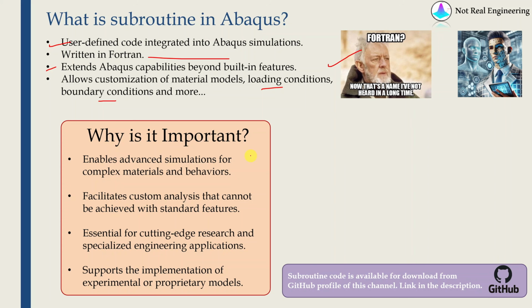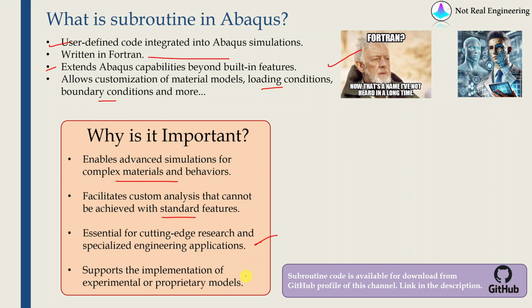So why is it important? Using these material subroutines, we can perform advanced simulations for complex materials and behaviors, which will let you facilitate custom analysis, which otherwise cannot be done using Abaqus standard features. And this freedom of implementing anything we want is essential for cutting edge research and specialized engineering applications.